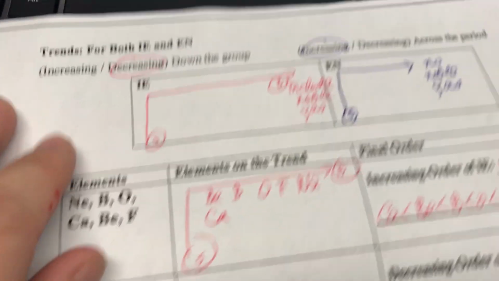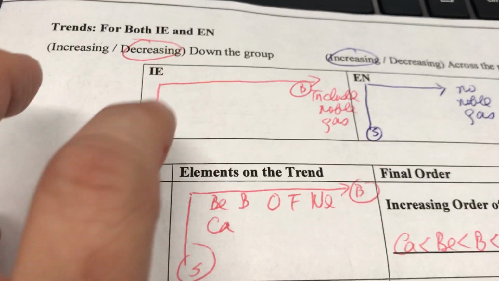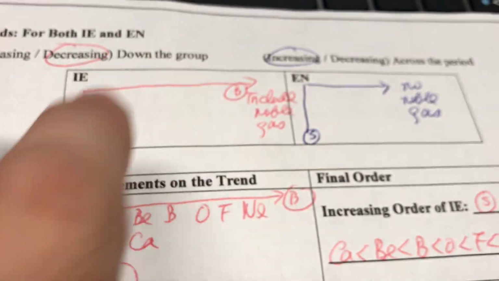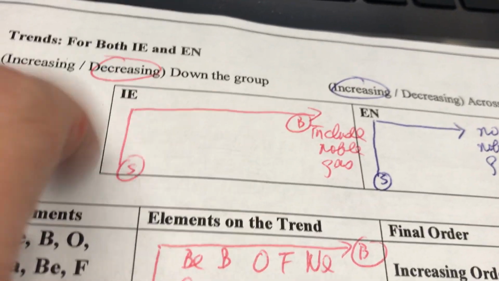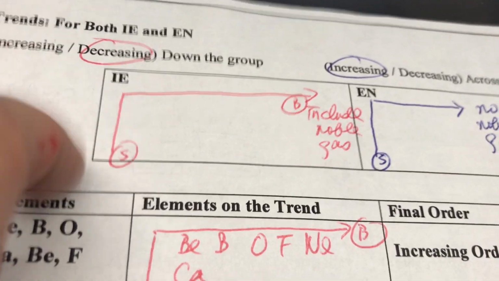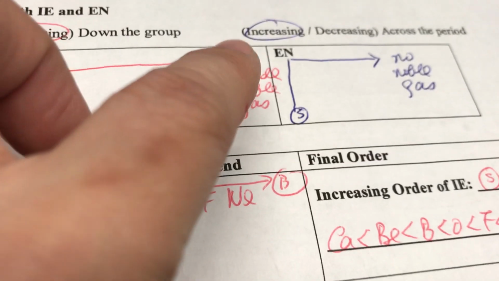Okay? Now the back page. Both the EN and the IE have the same thing. Down the group will be decreasing. Across the period will be increasing. So when you think about down the group, decreasing means smaller and smaller. That means across will be getting bigger and bigger.